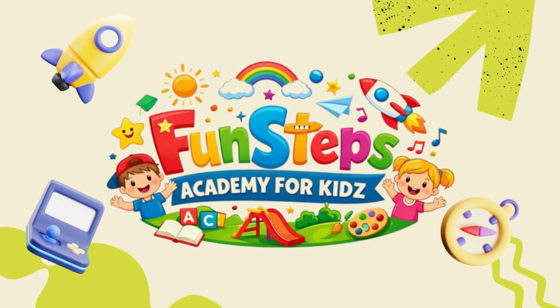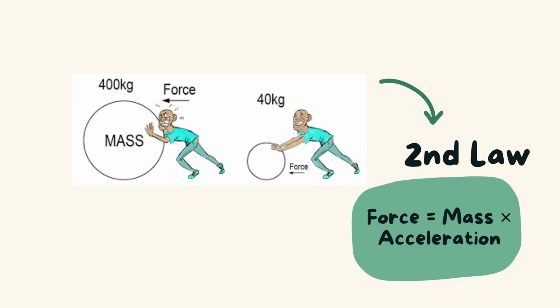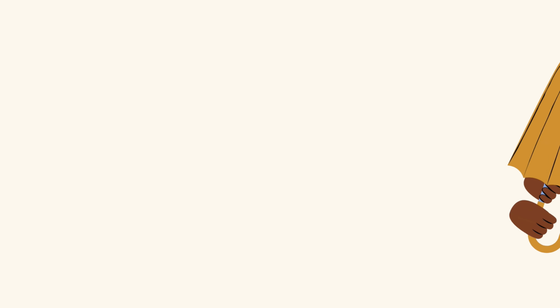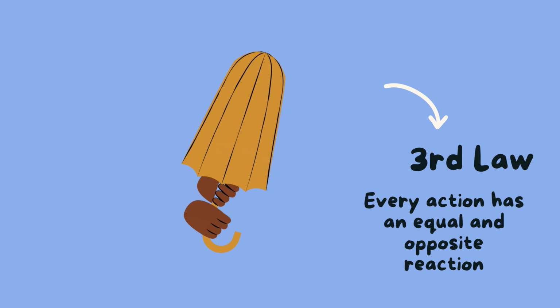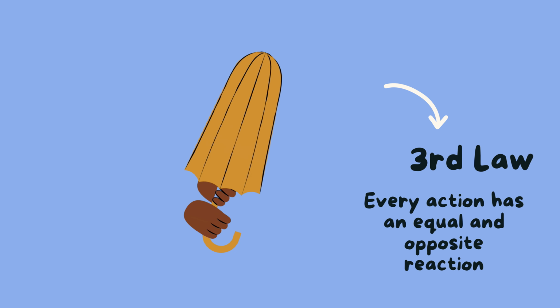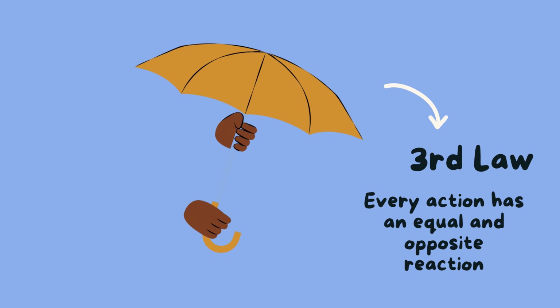Newton's 3 laws of motion. First law, inertia. Objects stay still or keep moving unless a force acts. More mass equals more resistance to change. Second law, force equals mass times acceleration. F equals ma. More force equals more acceleration. More mass equals less acceleration for the same force. Third law, for every action there is an equal and opposite reaction. Forces always come in pairs: walking, rockets, swimming.